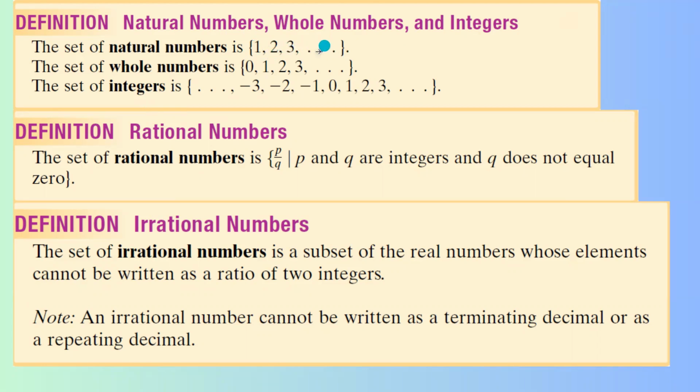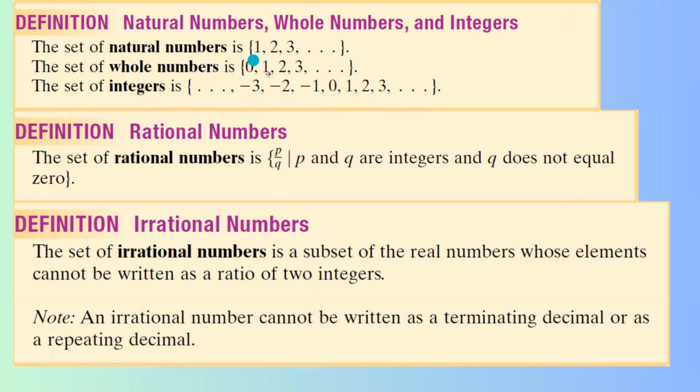This set doesn't have any 0, so we include 0 and define whole numbers. So 0, 1, 2, 3 form the whole number system. As you can see, these two systems don't have any negative numbers. So we add negative counting numbers and we call it integers. Negative counting numbers along with 0 and counting numbers are called integers.